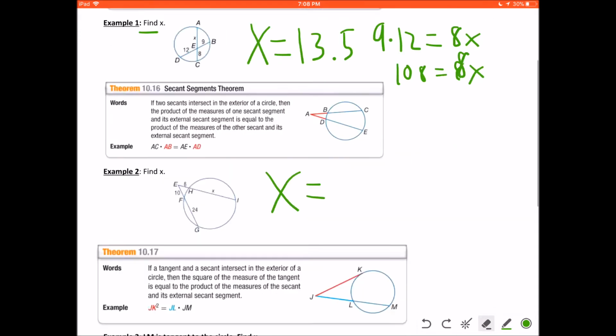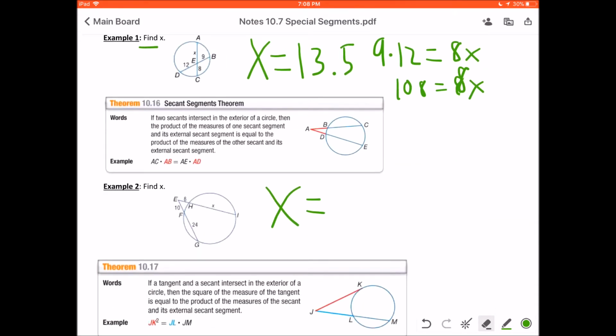Okay, so the next theorem says that if two secants intersect in the exterior of a circle, then the product of the measures of one external secant segment and the whole secant is equal to that of the other. So what it's trying to say is that this short length times this whole thing equals this short length times this whole thing. And it's kind of weird until I do it.